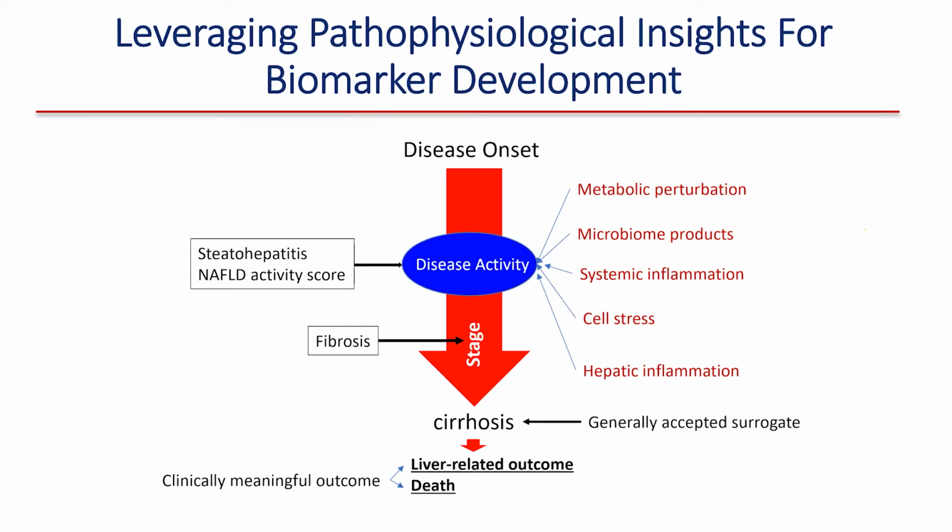Now, we can use several pathophysiological mechanisms for biomarker development. I want you to think of this as a key concept in liver disease, and this is not just fatty liver, but all liver disease. There's disease activity, and then there's fibrosis. If you think of this as a car driving somewhere, disease activity is how fast you are going, and fibrosis is how far you have traveled and how close you are to your destination.